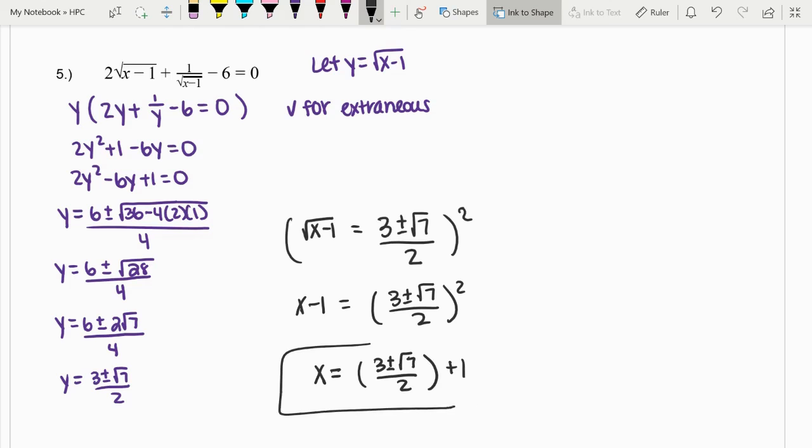Okay, again, you do want to check for extraneous solutions, so store that whole thing. So 3 plus the square root of 7 divided by 2, and then plus 1 in for x, substitute that into the original. You will find that it does equal 0. Then do the exact same thing, so 3 minus the square root of 7 divided by 2, plus 1, store that in for x, and find out if that is extraneous or not. It does work, so we do have 2 valid solutions for number 5.